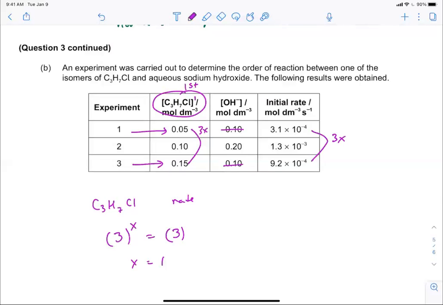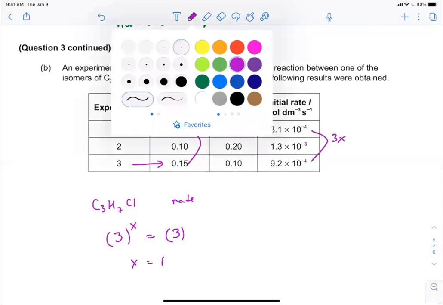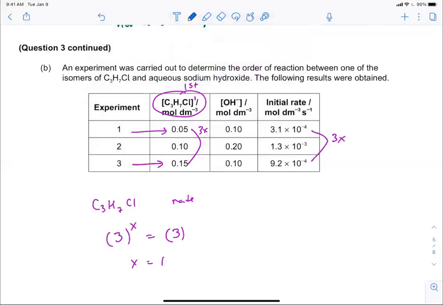Now, the tricky part of this specific question is that notice there's no experiment where C3H7Cl is constant. Which is why we needed to figure out the exponent of C3H7Cl first, because we have to remove that effect on the rate before we can talk about the OH. And this is where we talked about how setting up the proportion is a good way to go, because it doesn't matter which one. We'll choose experiment 1 and 2 for this.